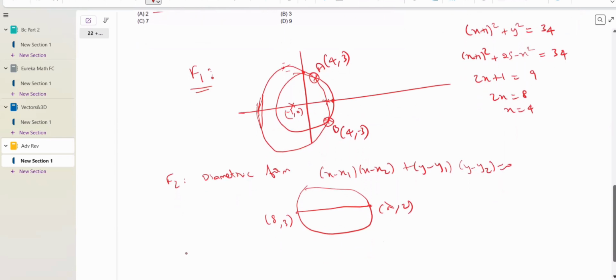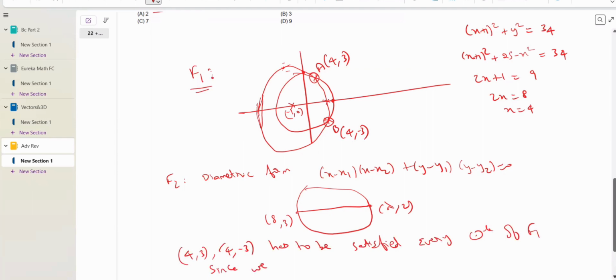I'll write that as well. 4 comma 3 and 4 comma minus 3 has to be satisfied by every circle of F1. Since we are talking about a common member, it has to be satisfied by that.